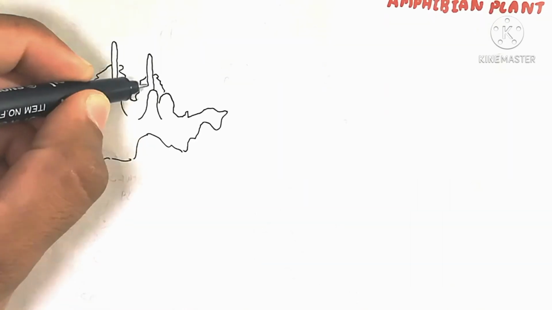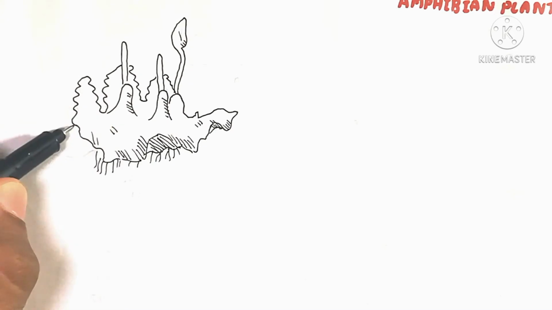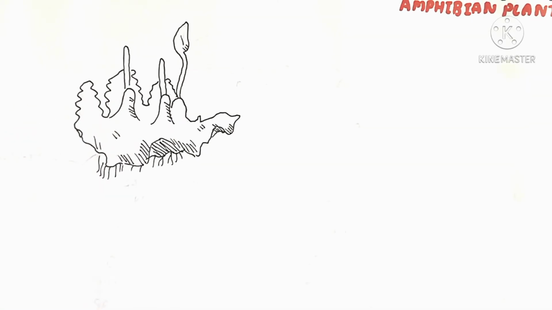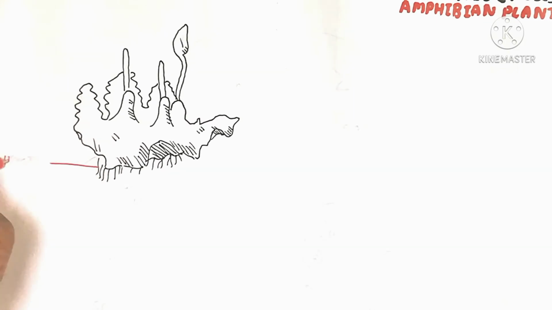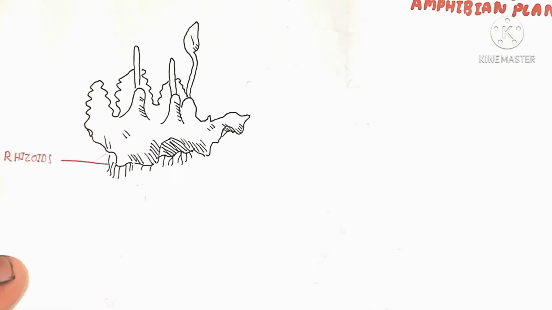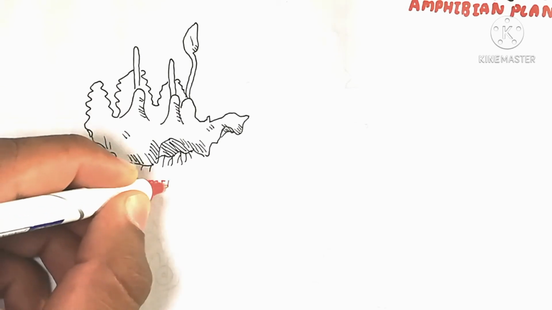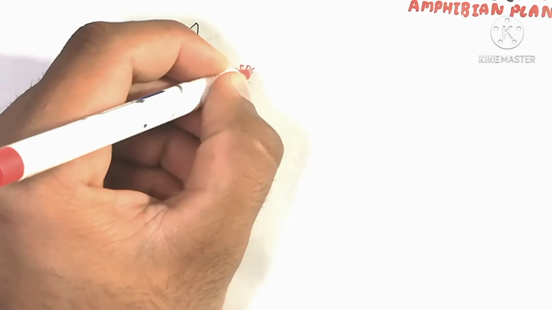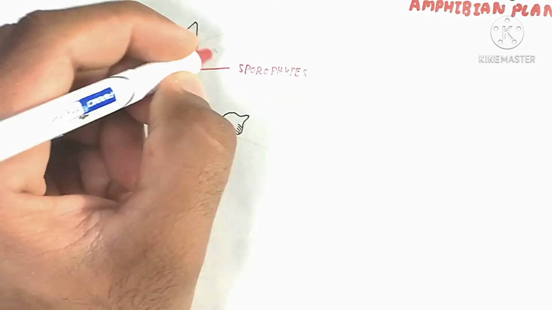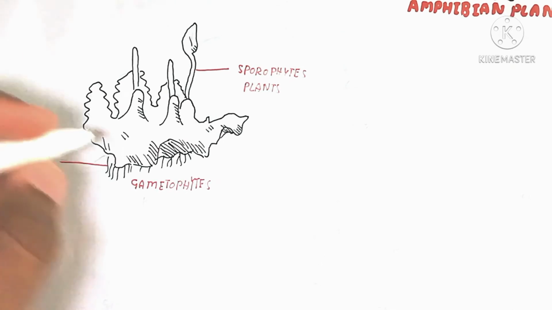It has sporophyte and gametophyte generations. Here is the gametophyte and sporophyte, looking like this. The gametophyte plant produces the sporophyte, and the sporophyte produces the gametophyte. This one and two, the generations, are known as alternation of generations. Here the sporophyte grows, and that sporophyte will be produced.